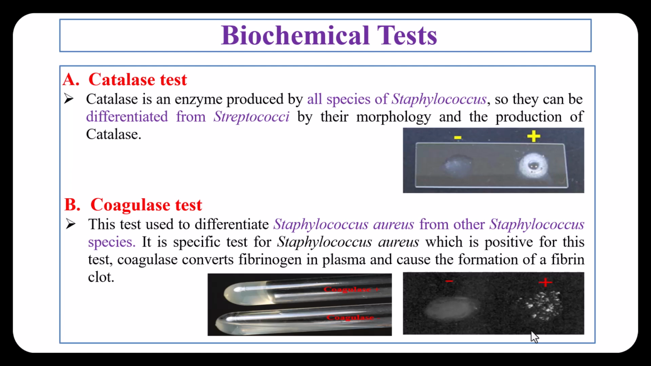We can differentiate Staph aureus from other Staphylococcus species such as epidermidis and saprophyticus because Staph aureus has the coagulase enzyme that converts the fibrinogen in plasma into fibrin and forms the clot. We can do this test by slide method and tube method. The positive result is indicated by the clot formation, which indicates Staphylococcus aureus.